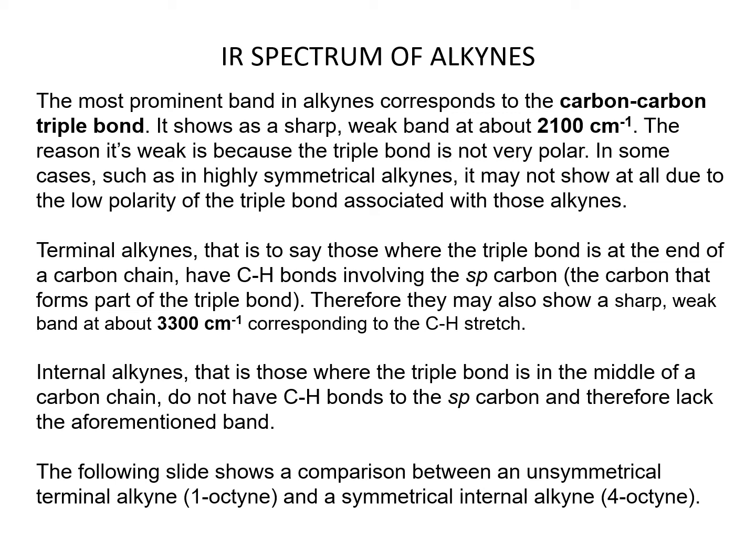Now, if you have an internal alkyne, where it's in the middle of the molecule and there are no hydrogens on these carbons, they're just pure sp, you're not going to see that band. You're not going to see that 3,300. So you can tell the difference between a terminal and an internal alkyne directly from an IR. We've got a couple of different versions on slides coming up, so you can see it for yourself.